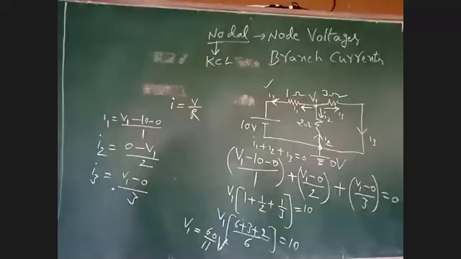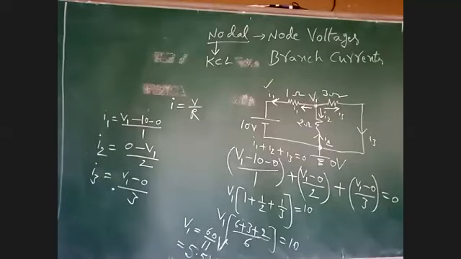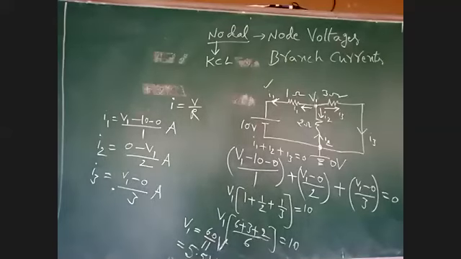Now we know V1. We have already calculated V1. If you want to write it in decimal value also, you can: 60 by 11 is 5.5 volts. Now substitute V1 here and we'll get currents I1, I2, I3. So we have determined branch currents also because we know V1. That's all about this problem. We have determined node voltage and branch currents.